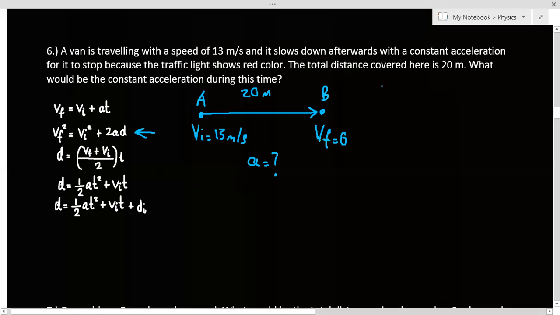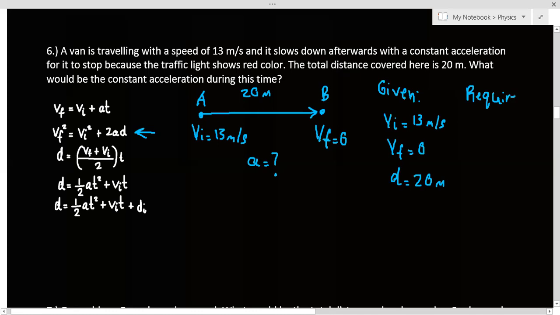Okay? By the way, let me just write the given na lang para di kayo mahirapan. So given, meron tayong initial velocity na 13 meters per second. Tapos meron kang final velocity na 0. Tapos meron kang displacement na 20 meters. Okay? Tapos ang required o yung hinahanap mo ay si acceleration. Si acceleration ang hinahanap mo. So yun, we're going to use the second formula talaga.